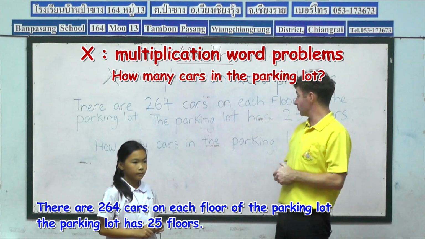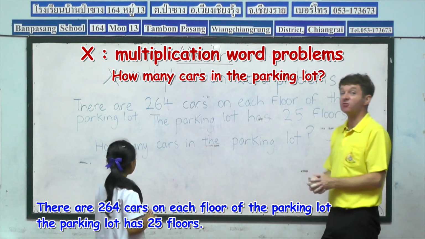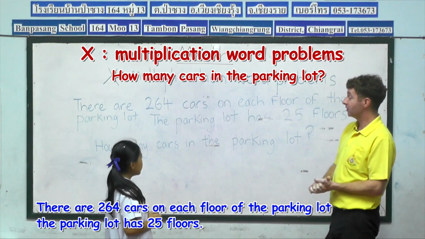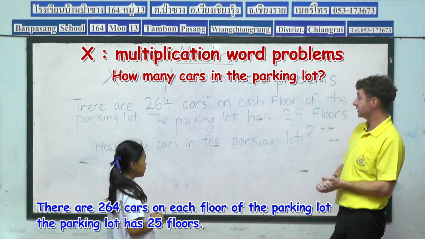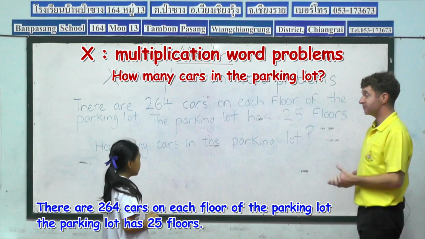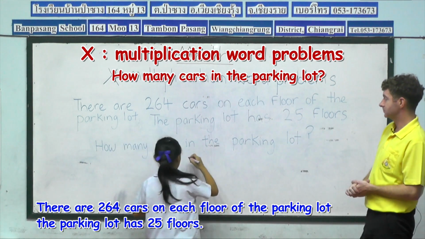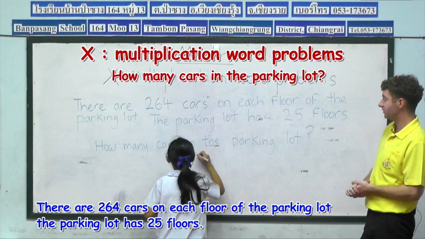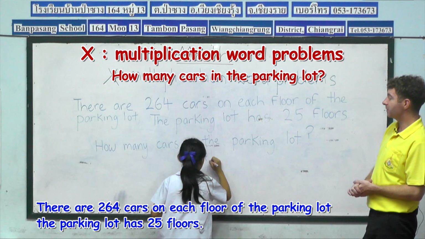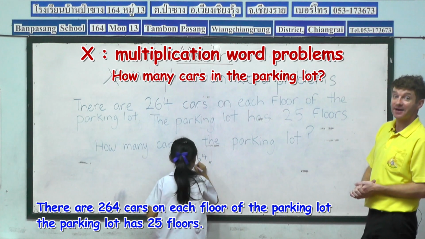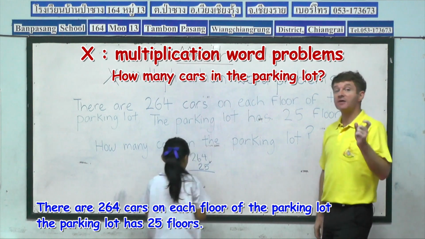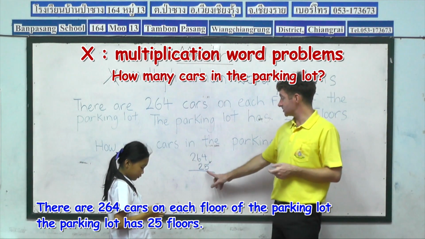So first thing to do, guys, let's write our calculation. We need to organize. So 264 multiplied by 25. So Nadia will draw the table first. 264 multiplied by 25. And remembering, guys, we always start with the lowest column, which is the ones.